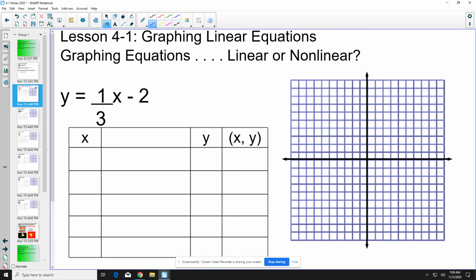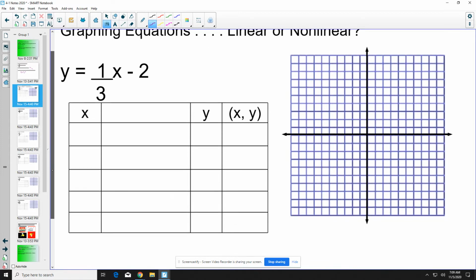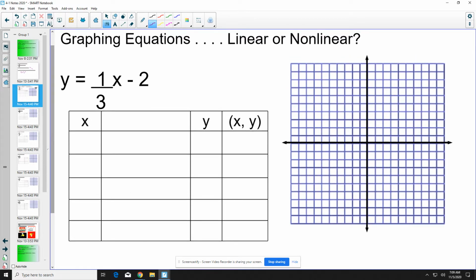All right, so what we're going to do today to graph linear and nonlinear functions is we're going to make an XY table, okay, and then we're going to graph the points in our XY table. So I need you to draw an XY table. So I need you to make your first column X. Okay, the middle column, you're going to put your equation, y equals 1/3 x minus 2. Your third column's y. Your last column is x comma y. I want you to pause the video now and copy this table. When you get done copying this table, hit play.